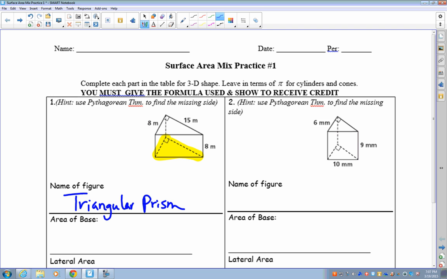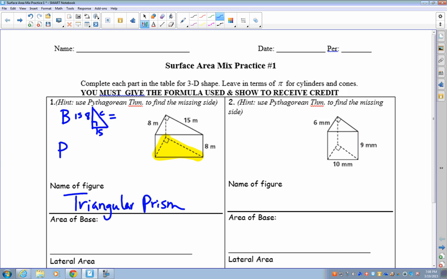And I have a hint here because when we find our base, since our base is the right triangle, we need to know the parts of that right triangle. We need to know the legs, which are 8 and 15, though that's not to scale. We also need to know the hypotenuse, because after finding the B, we're going to have to find the perimeter. To get to our lateral area, we're going to have to use the Pythagorean Theorem to find our missing side here, which is our C.